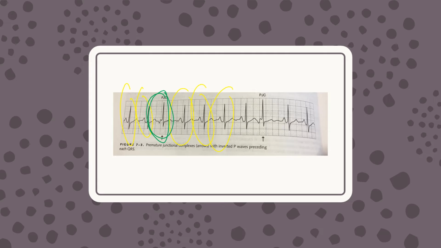Now the QRS looks exactly the same as the QRSs from the sinus beats because it's traveling the same route down the ventricles. So you have the same looking QRS, but your PJC is starting in the AV junction, and you're getting retrograde conduction up through the atria, and that's why you've got that inverted P wave. So again, you would call this a sinus rhythm with PJCs. It looks like there's 1, 2 PJCs there.